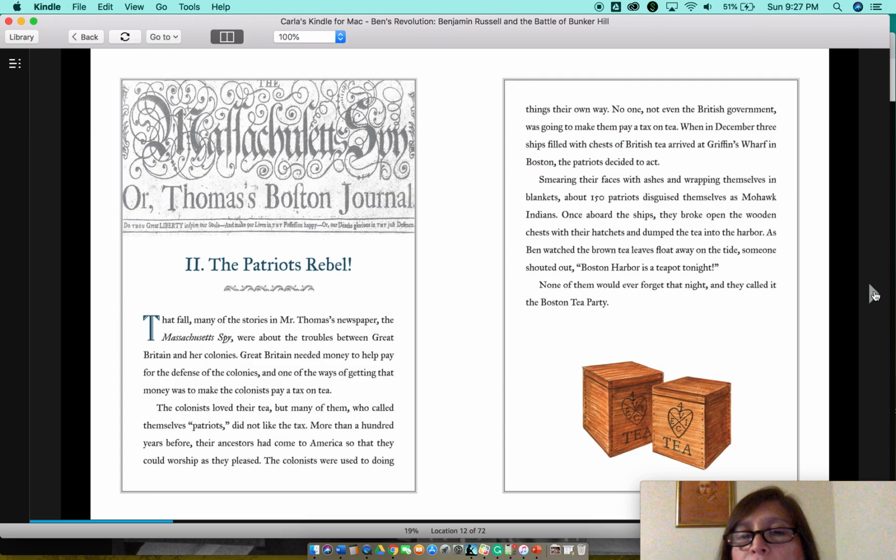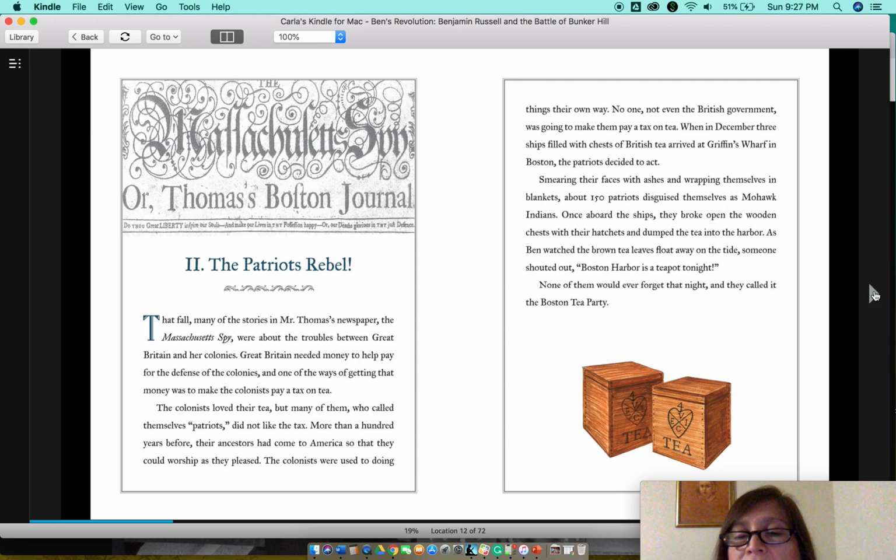When in December, 3 ships filled with chests of British tea arrived at Griffin's Wharf in Boston, the Patriots decided to act. Smearing their faces with ashes and wrapping themselves in blankets, about 150 patriots disguised themselves as Mohawk Indians. And these are Native Americans.